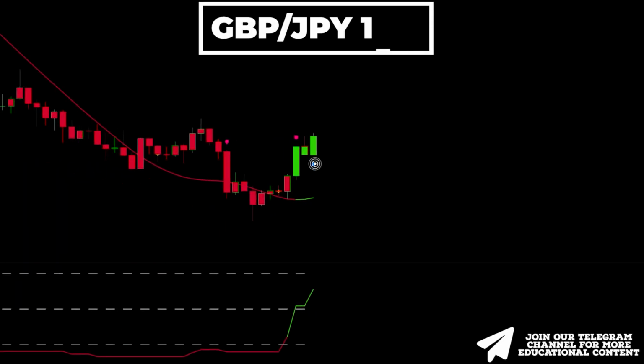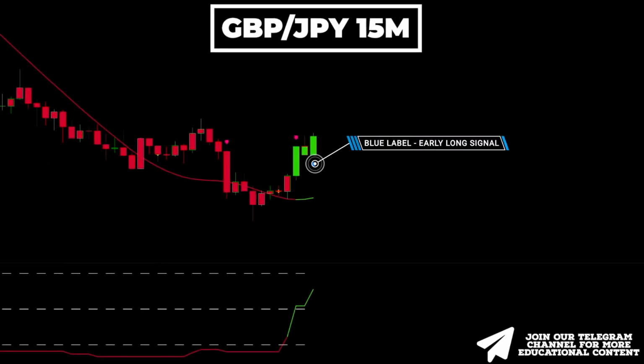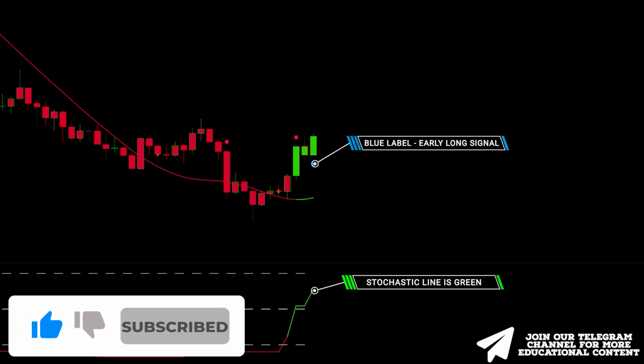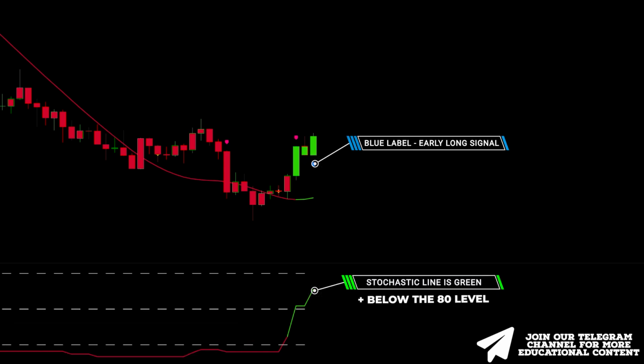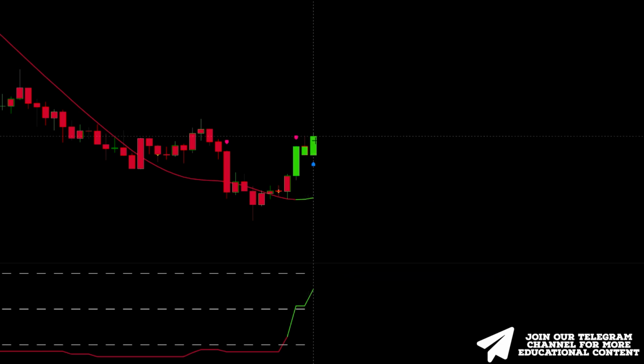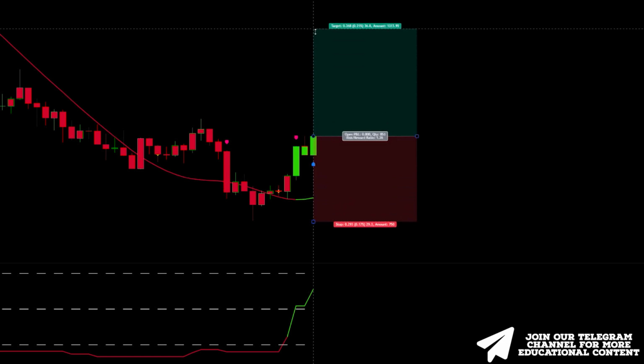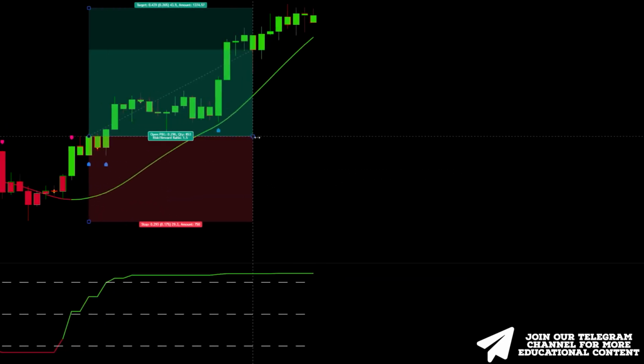So, the KNN indicator printed a blue label right here, sending us a buy signal. Then, the Step MA stochastic line has a green color, and what's more principally, is below the 80 level. Lastly, the Momentum Deviation MA line is colored green, so that we enter the trade right here, with a stop loss below the latest low and 1.5-for-1 RR take profit. Bingo, our target was hit.